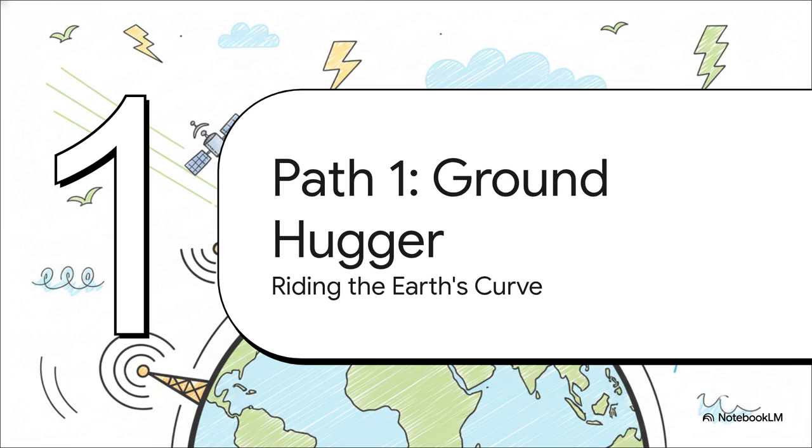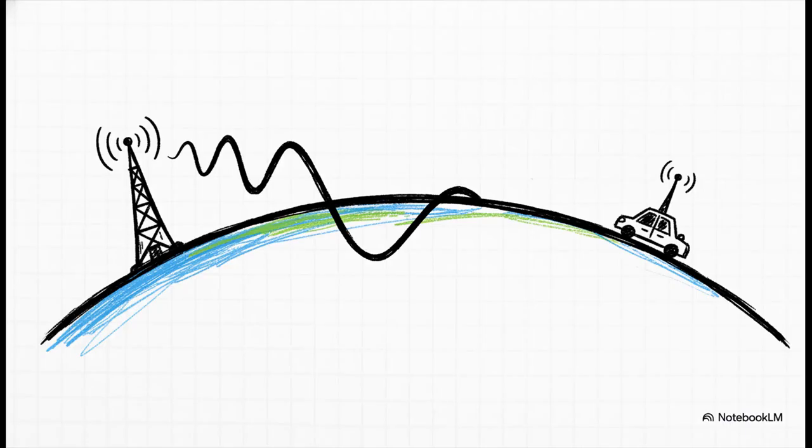This is our ground-up approach to sending a signal. And this is what's so wild about them. Instead of just shooting off in a straight line, these ground waves do something amazing. They actually bend and follow the curve of the Earth. It's this ability to hug the ground that lets them travel way beyond what you can see on the horizon.